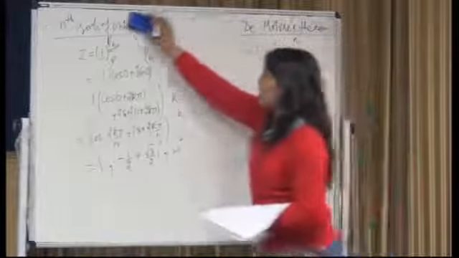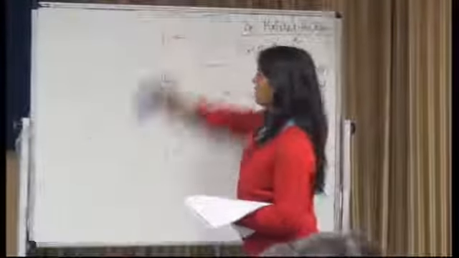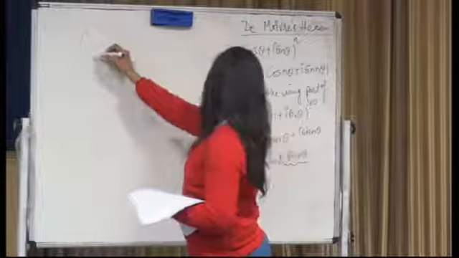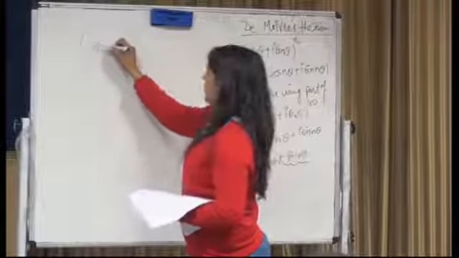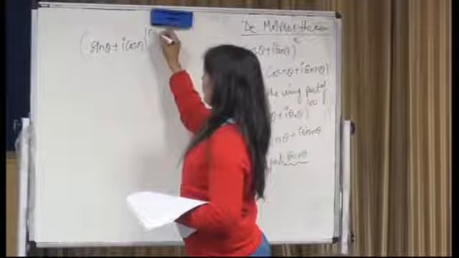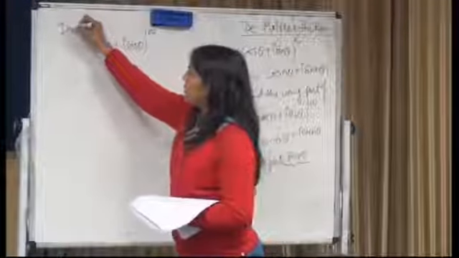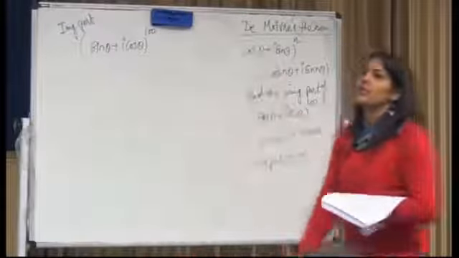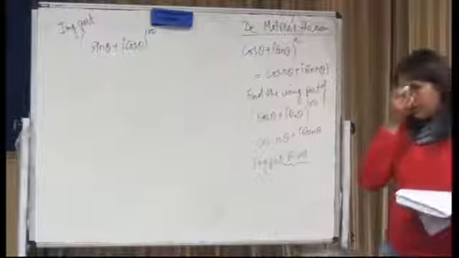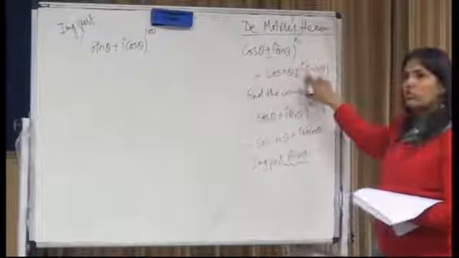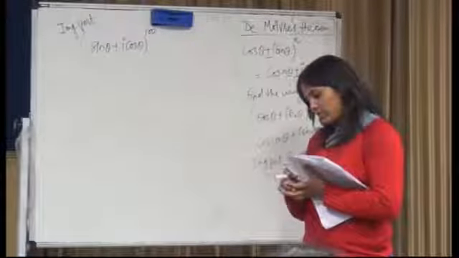I'm just changing the question a little bit. I just want to check whether you people will observe that. If I ask you sine theta plus iota cos theta to the power 100, imaginary part. So what basically is the problem this time? And it can be negative, it can be negative also, okay? For negative also it works.